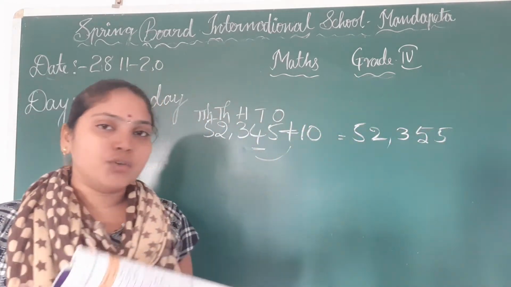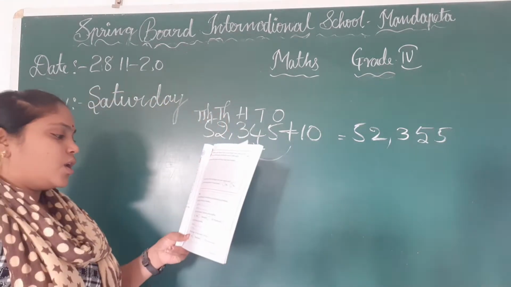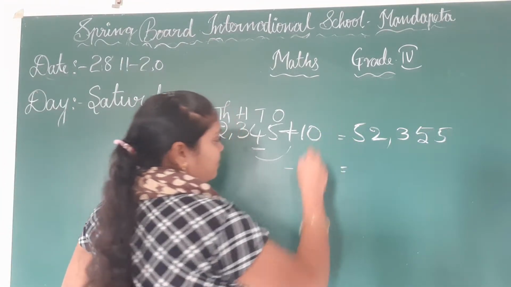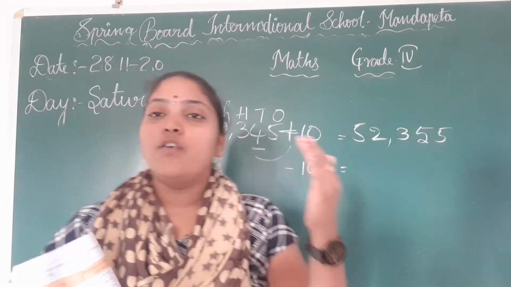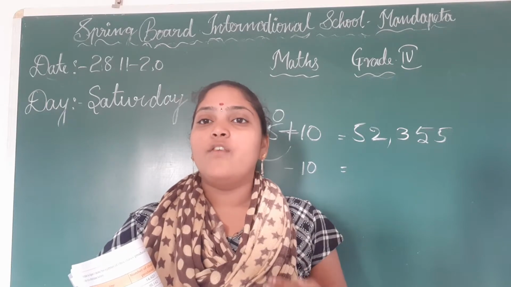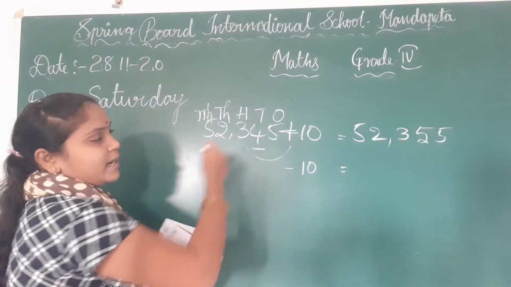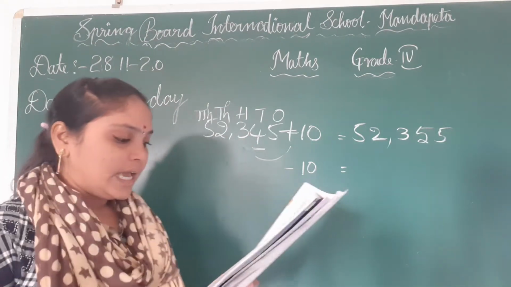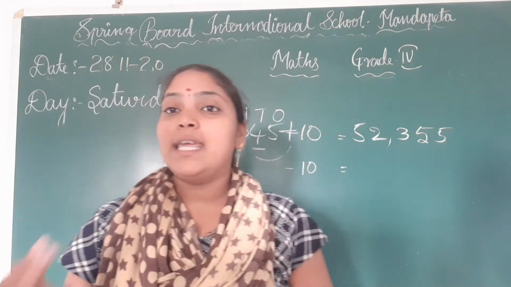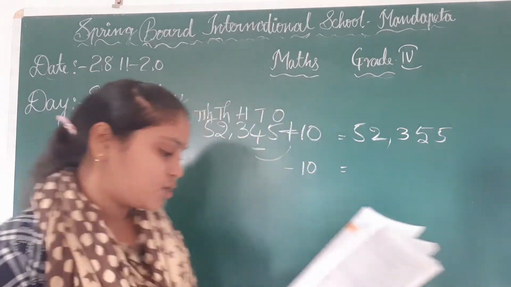It's 52,355. Okay, so now subtracting 10 means you have to subtract 1 from the tens place of the digit. Okay children, you subtract 4 minus 1, like that. Next, adding 100. Adding 100 means you have to add 1 in the 100 place of the digit.